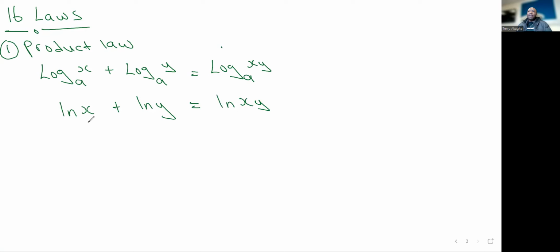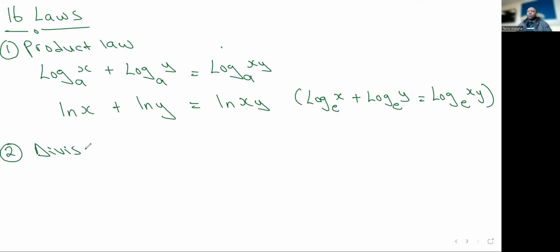So that means I can write this as log e x, are you seeing it? Plus log e y is equal to log e xy. But I'm not going to be using log e most of the time in this video. I'm going to be using ln. Okay? So the product law says that when you're adding two logs with the same base, you multiply them together.